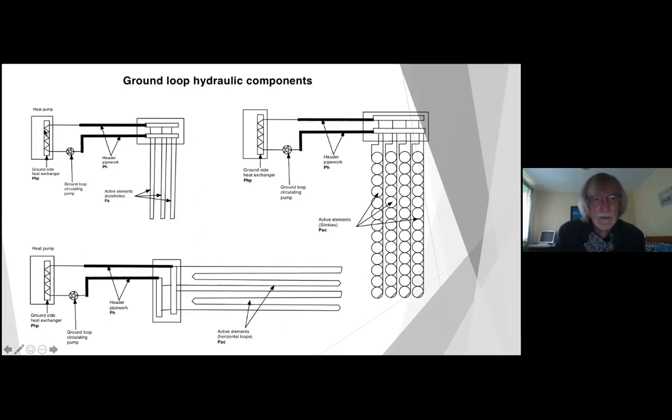And the other element in the closed loop system is the pressure drop through your heat pump. So we want to go and compute all of these components and add them together, and that'll give us the total pressure drop in the closed loop system.